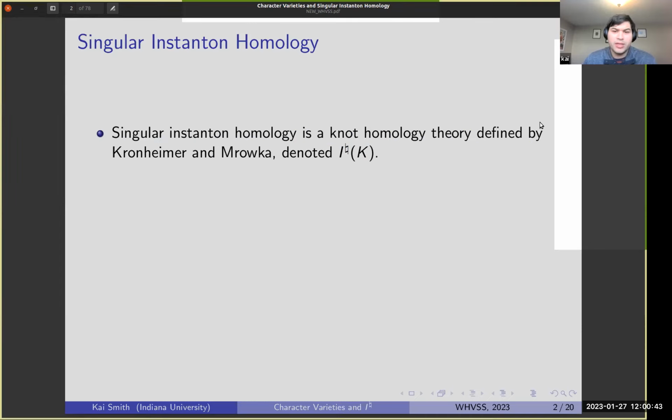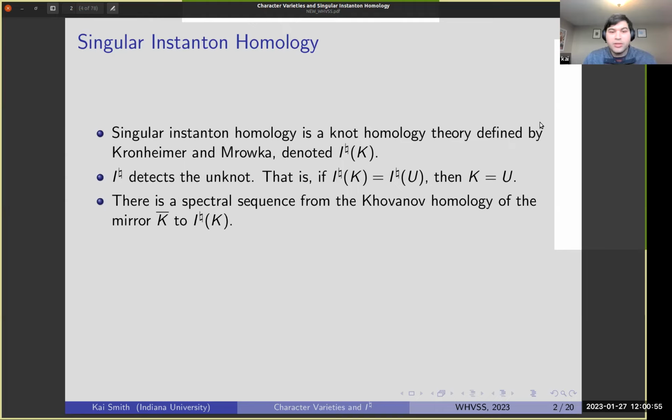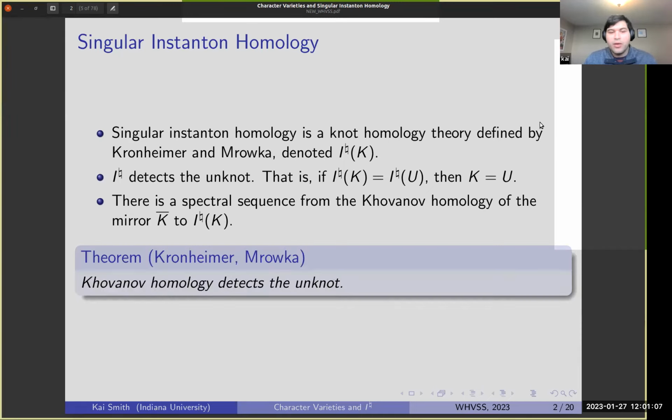So singular instanton homology is a knot homology theory defined by Kronheimer and Mrowka. We'll denote it by I natural of K, and it has two main features. Firstly, it detects the unknot, and also there's a spectral sequence from Khovanov homology of the mirror to I natural of K. And putting those two things together, Kronheimer and Mrowka showed that Khovanov homology detects the unknot. So that's an important theorem, and the only way to prove it so far is through singular instanton homology.